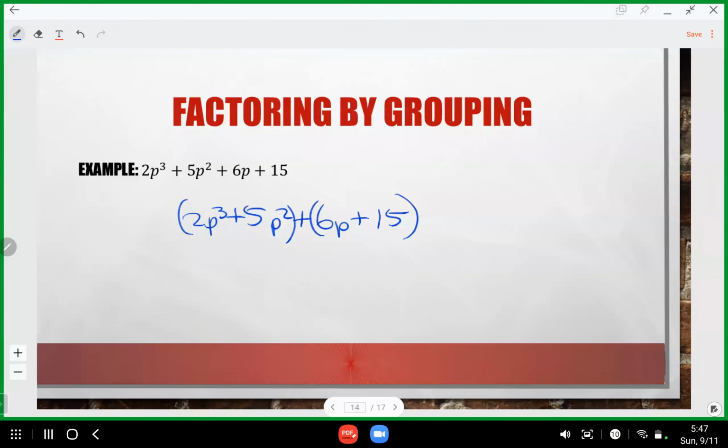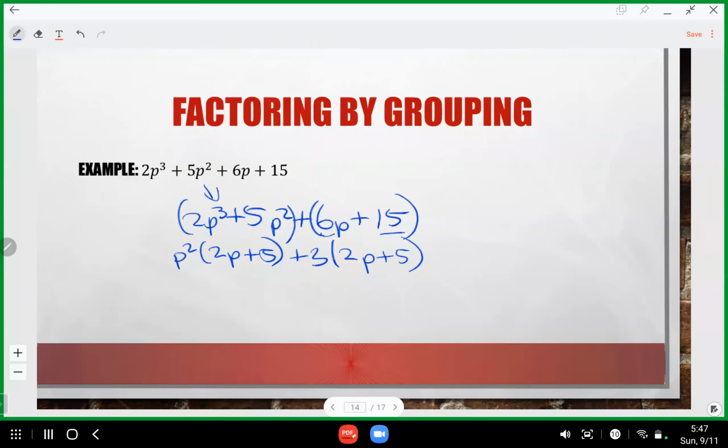So how do you factor this? This is very easy. If you factor this, you just need to take a p squared out of it. So what is left is 2p plus 5, right? What about this next one? What can we factor out of 6 and 15? It's 3, right? So you're also left with a 2p plus 5, and guess what? We have 2p plus 5.